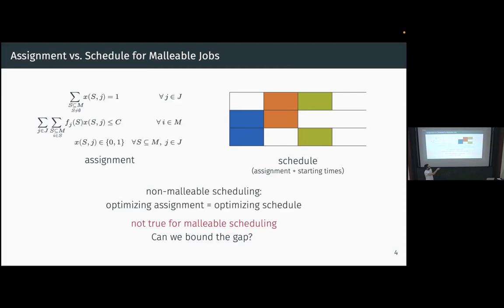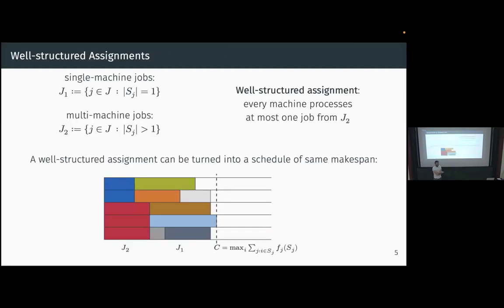In this example, you have an assignment where, if you assume unit processing times here, every machine has a load of 2, but you cannot schedule them in such a way that you get a schedule which ends at time 2. So assignment and scheduling are different in malleable scheduling. The question is how large can the gap be? Can it be bounded? The fortunate news is that under the assumption that I just presented, so when the processing speeds are submodular in particular, then we can bound this by a constant factor.